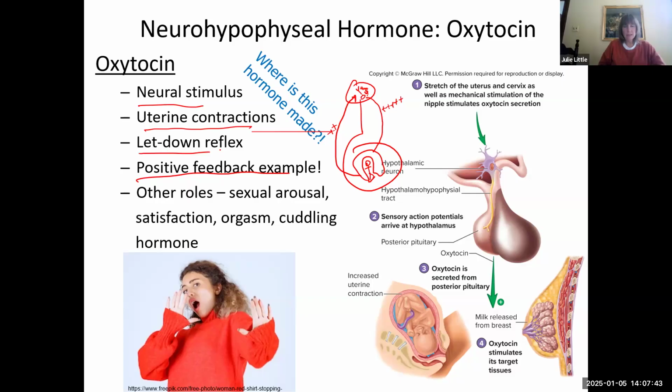The letdown reflex has to do with after you've already made milk. If you've made milk and you're going to breastfeed an infant, the milk is inside the breast. You've made it because of prolactin, a different hormone, but it just won't come out until we release oxytocin. Oxytocin will go to the myoepithelial cells of the breast, and it will cause them to not only contract, but also allow the milk out.